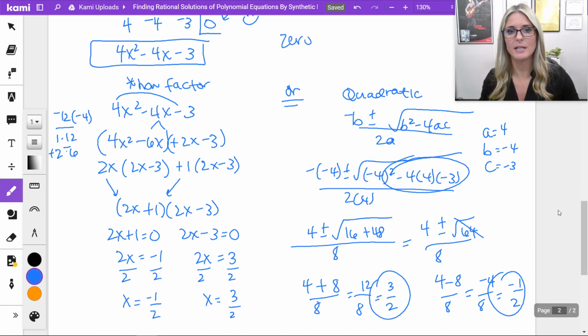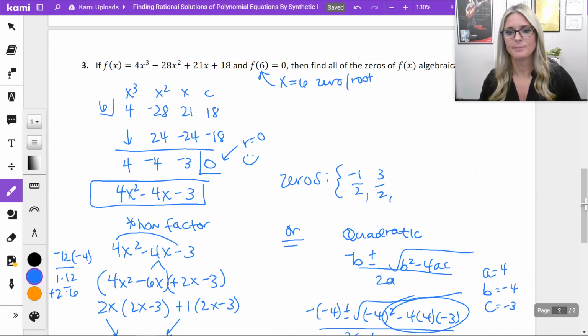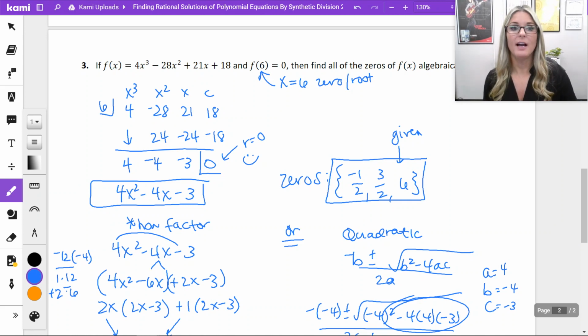All right, so let's go back and list out all of our zeros. I'm going to do that up here at the top. Our answers, we got a negative 1/2, 3/2, and what was our given? Let's not forget that piece. 6. Going to label that last one was given to us in our problem. Look, our polynomial was cubic or a third degree. So there are 3 solutions. Great way to check. Degree of 3, 3 solutions.